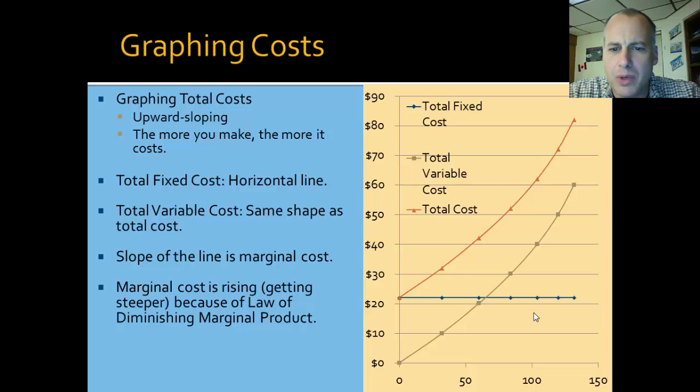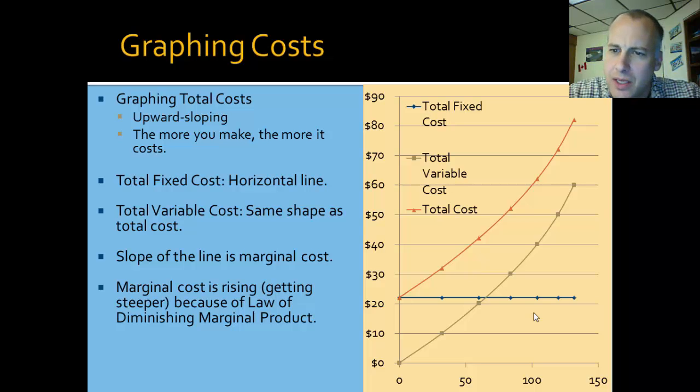The variable cost, now note that variable cost starts at the intercept, at $0 and 0 apples, while total cost starts at $22 on the vertical axis and goes up, but the shape of the total variable cost and total cost are identical, just the total cost line is $22 higher than the total variable cost line.